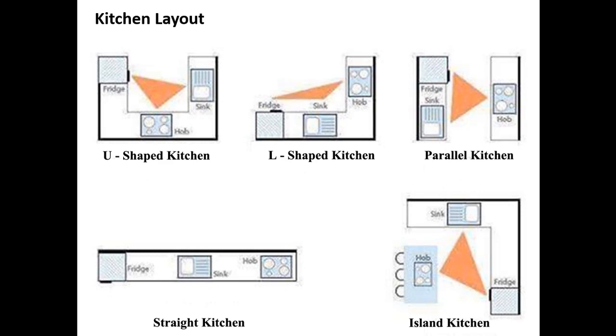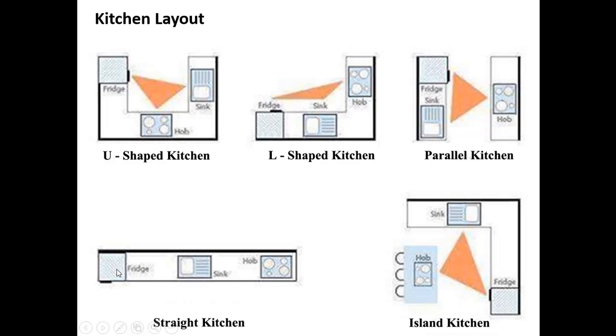How to arrange these three devices inside our kitchen? We can make a U shape. Okay, here fridge, here oven, and here sink. This is a U shape. Or we can make an L shape: fridge, sink, and oven. Or parallel, here oven and here fridge and sink. Or island, this means here an island where oven, and here sink and fridge.